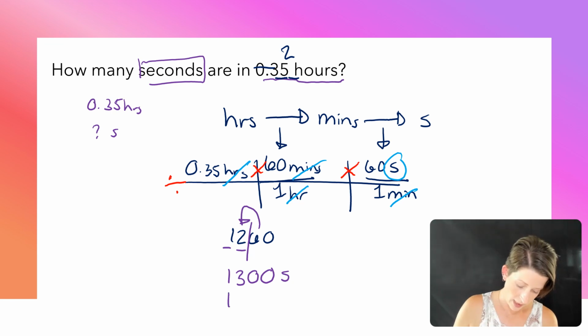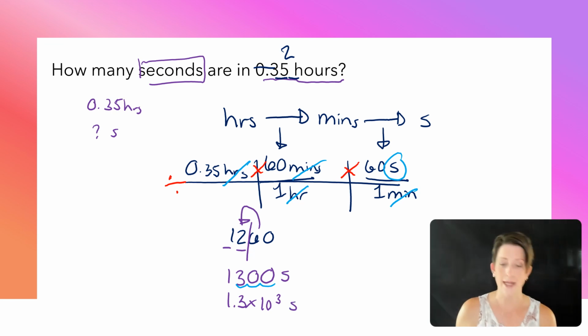In scientific notation, that's going to be 1.3 as my mantissa times 10 to the 3rd. So either way works.